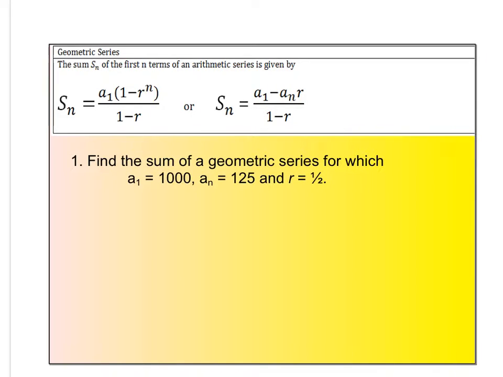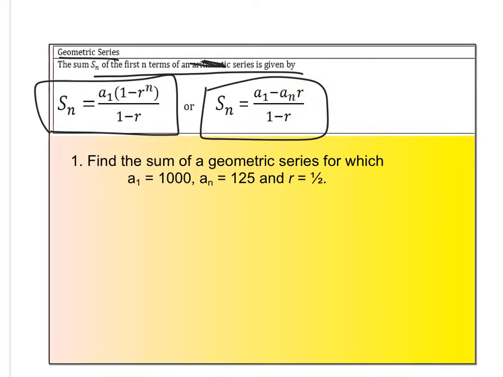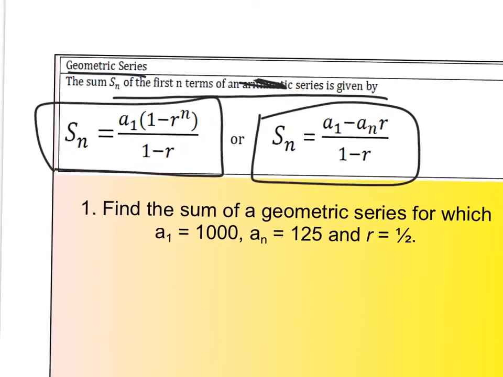Now, the sum of n terms for an arithmetic series and for a geometric series will be this. These would be your 2 rules. What I would look at is the differences between the 2. So let's start with that.